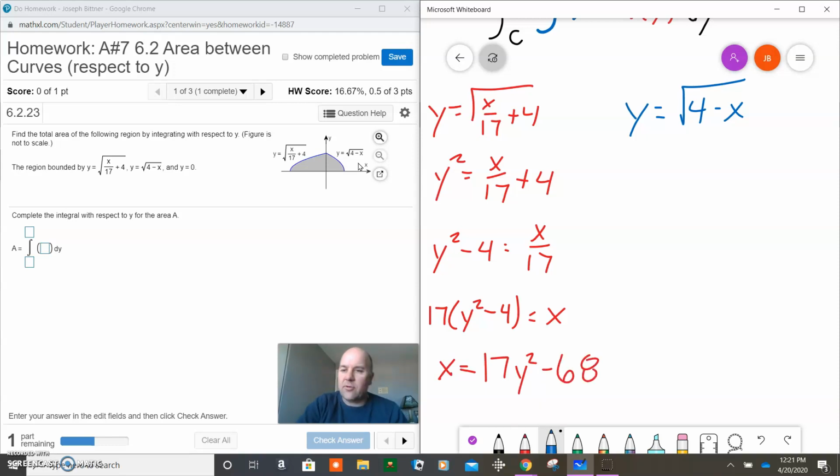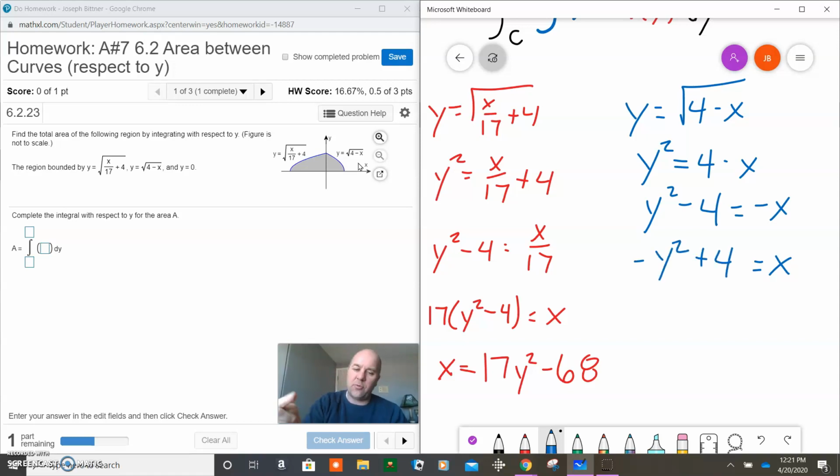Do the same thing on the other one. Solve for x, so it becomes y squared equals 4 minus x. Subtract 4 over, I get negative x equals, and divide by negative, and I get x equals negative y squared plus 4, or if you want to turn it around, 4 minus y squared, perfectly fine as well.